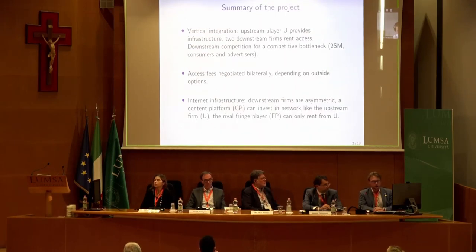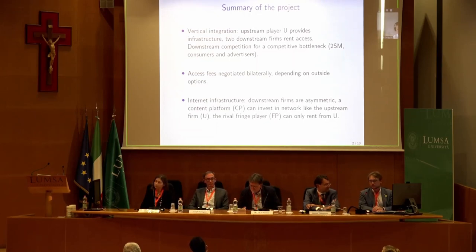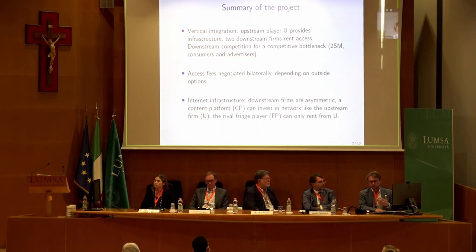A brief summary of what I do in this paper: I have a mainly theoretical model that combines elements from two-sided market theory and vertical theory. There is an upstream player, which I simply call U. Think of this as a firm providing some important piece of infrastructure that you need for digital services, for example, a content delivery network. This could be a firm such as Akamai or Limelight. They invest in this infrastructure, and then there are two downstream firms that rent access to this infrastructure. These two firms then compete downstream in a pretty generic platform market, in a standard setup that is competition for a competitive bottleneck with two sides that I just call consumers and advertisers for illustration.